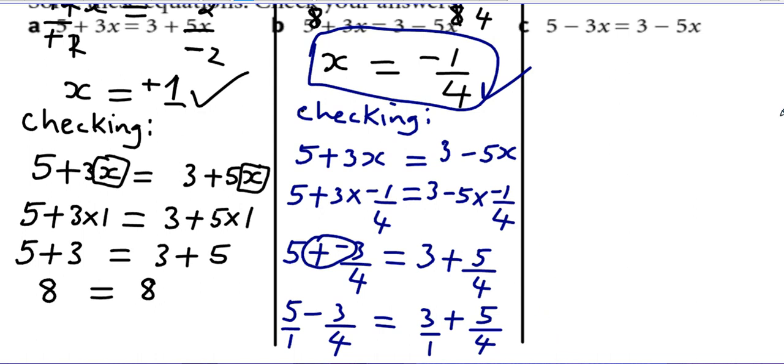Okay, finally we have the last question over here: 5 minus 3x equals 3 minus 5x. So collect like terms.